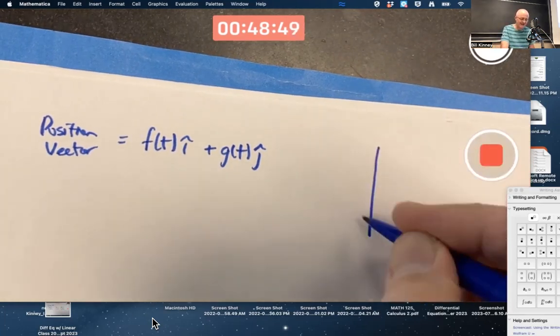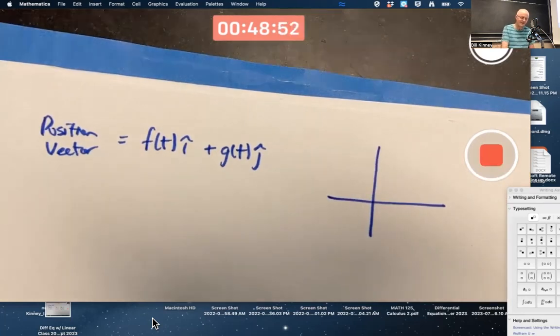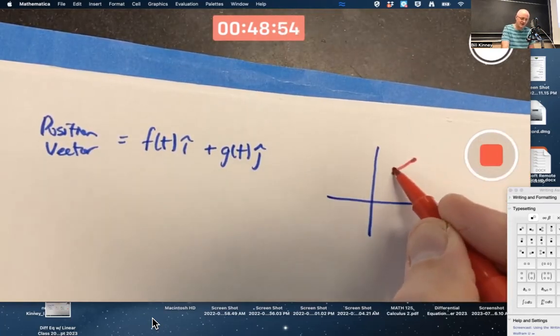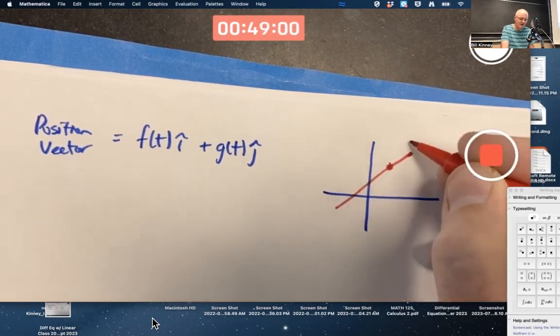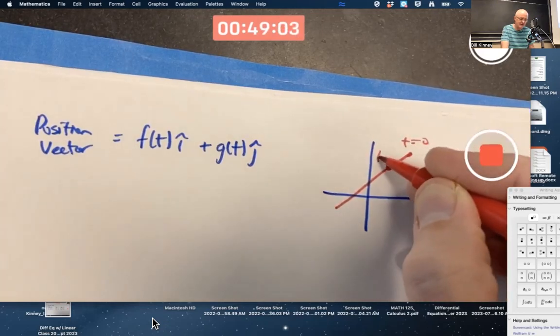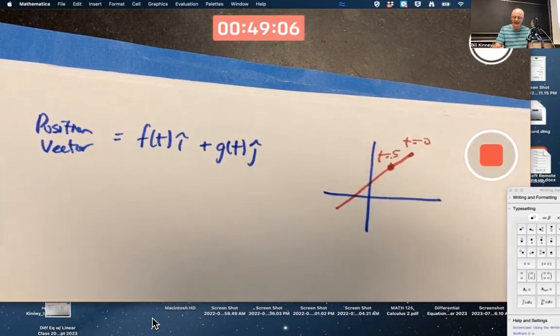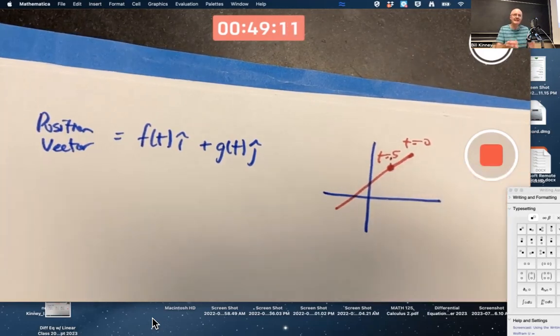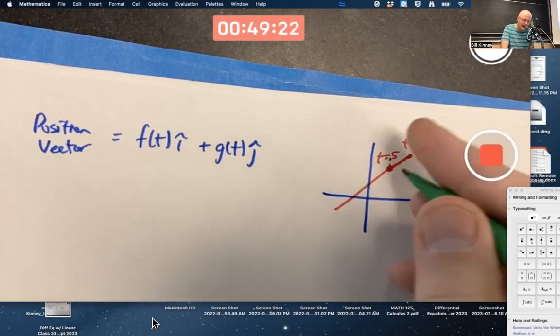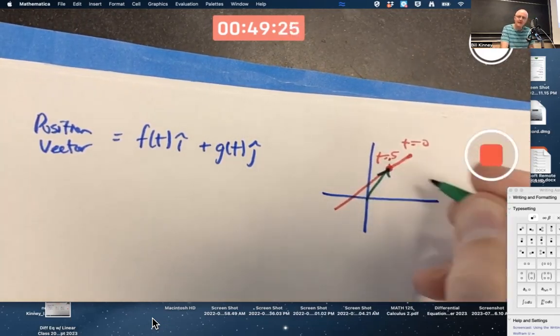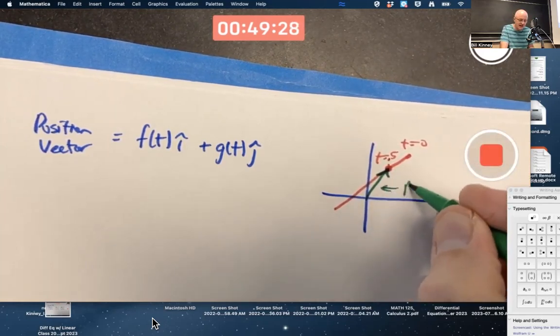Well, what does that mean? So here's the bug. The bug starts here and is heading off this direction. At a certain moment in time, it started here when t was 0, and it's here when t is, say, 0.5. At that moment in time, t equals 0.5, the bug has a certain position in the plane, which can be represented just with the picture, but it can also be represented with an arrow starting at the origin and going to that point. That arrow is the position vector.